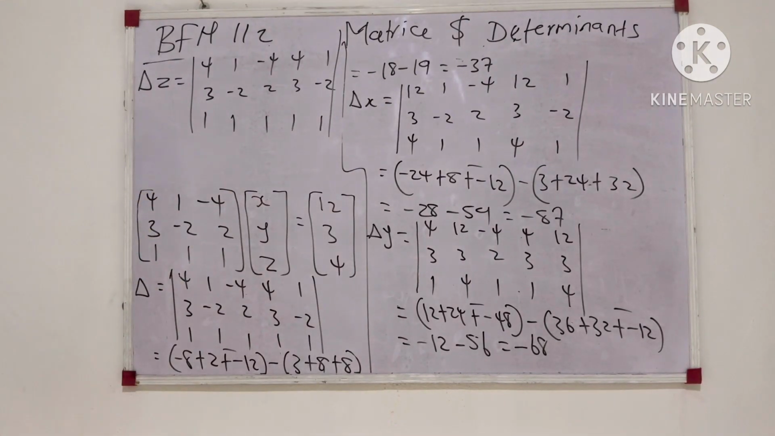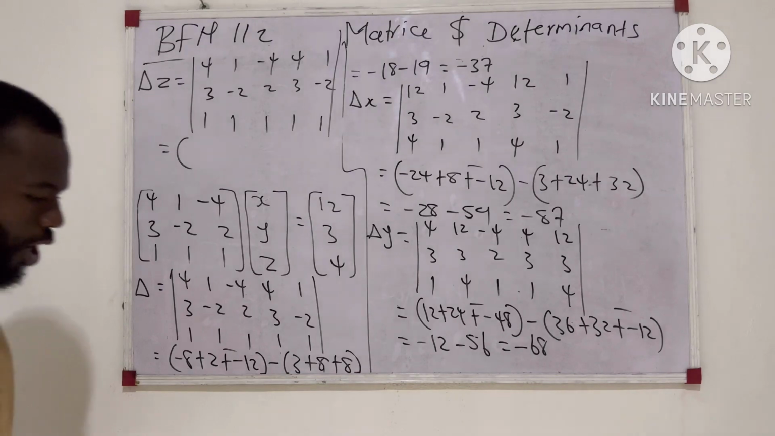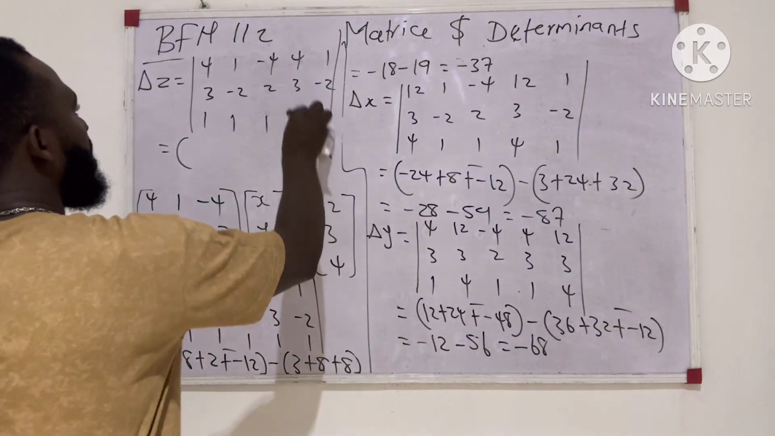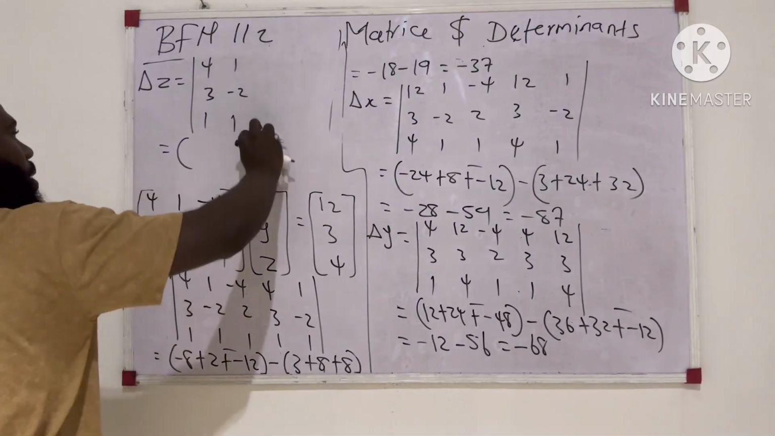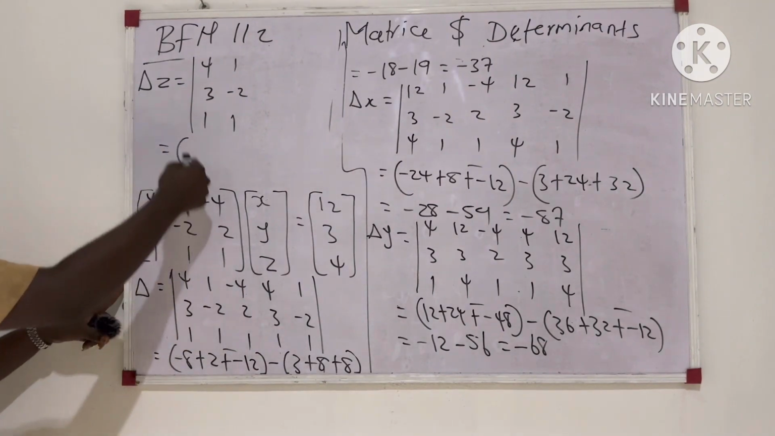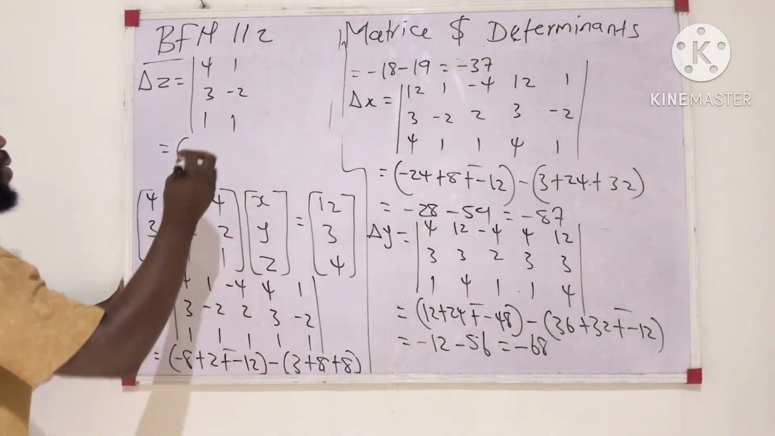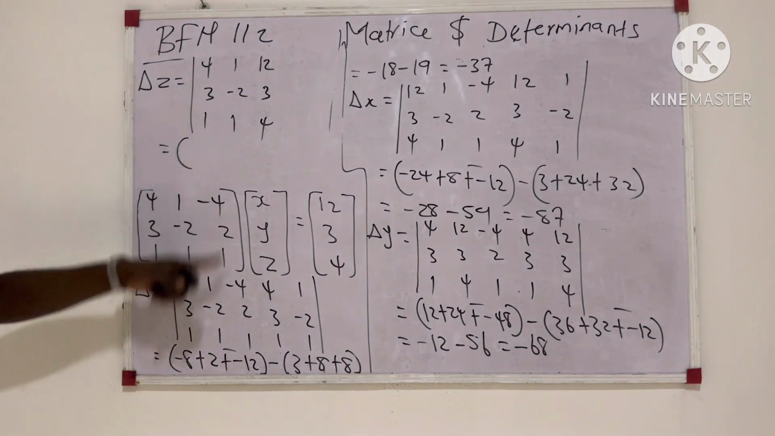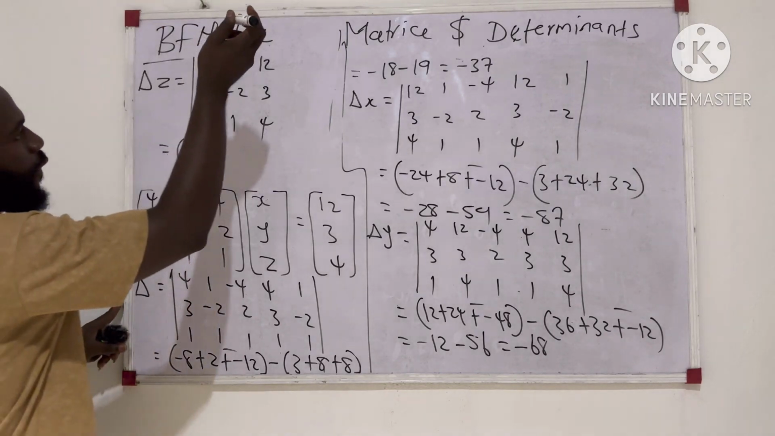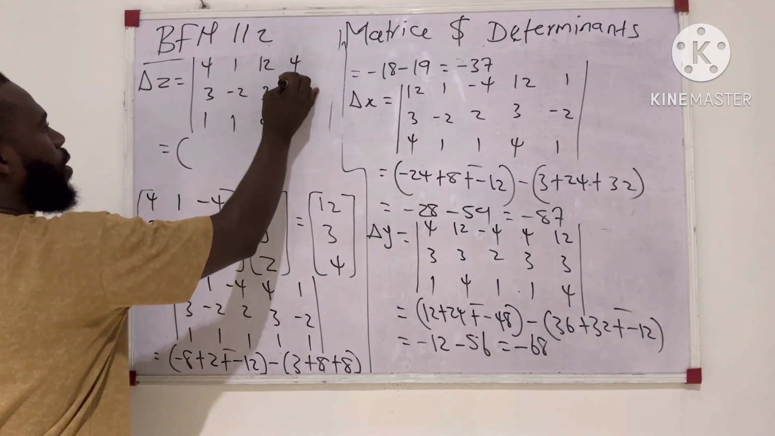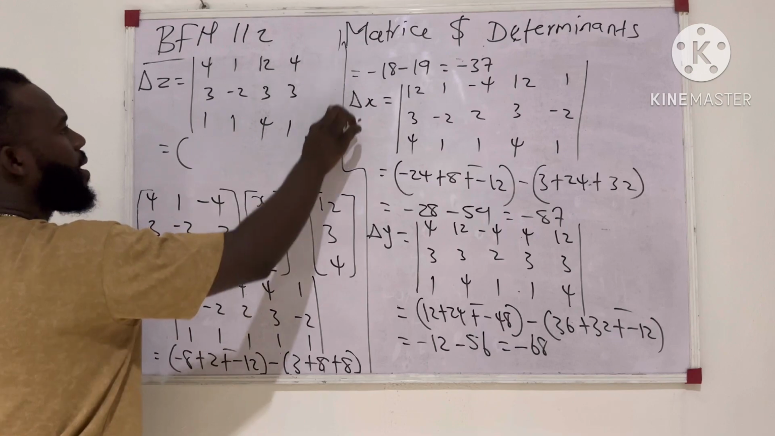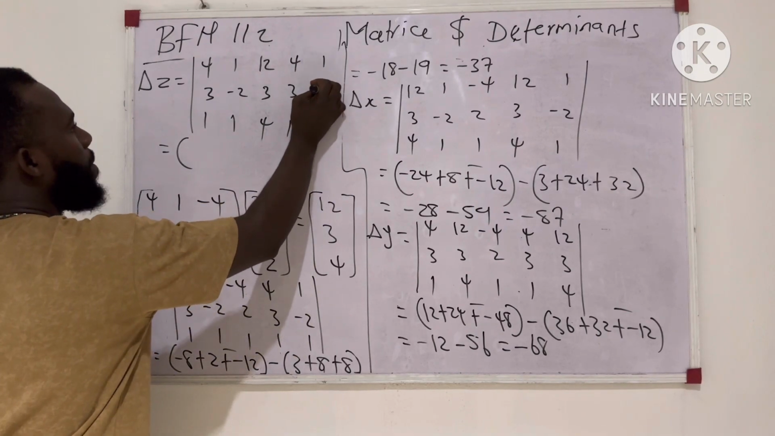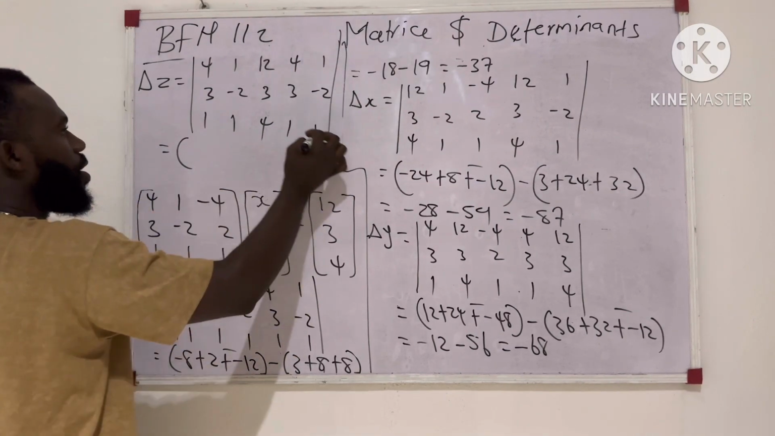Now let's start. Oh, sorry, there was a mistake. We have to change the third column. Now, our third column here is 12, 3, and 4. So here becomes 12, 3, and 4. Yeah, you have to substitute it. So now, repeating the first two columns becomes 4, 3, 1. And here becomes 1 minus 2, 1. All right. Sorry for that.